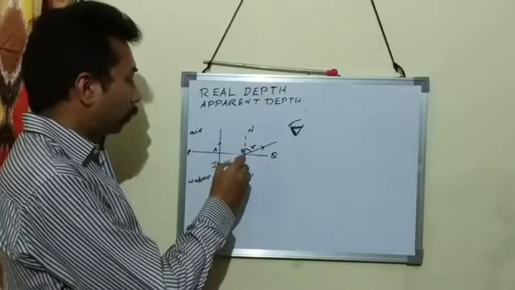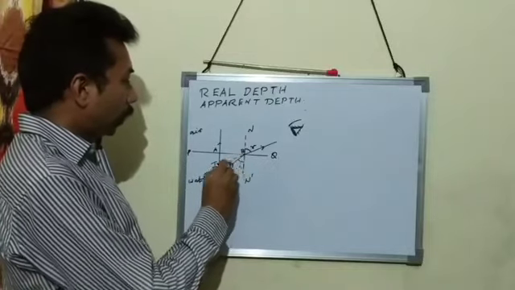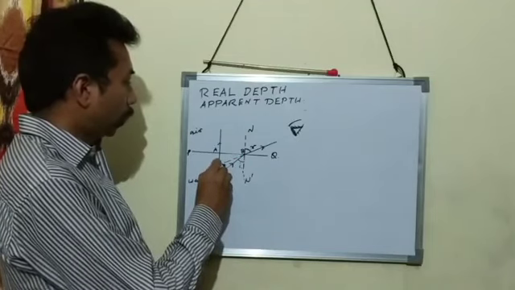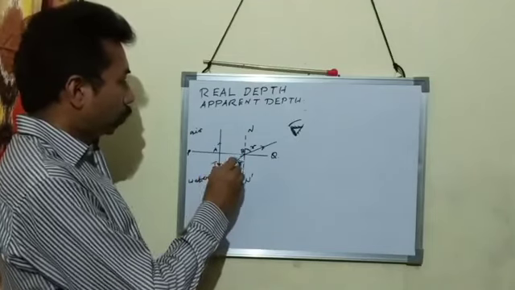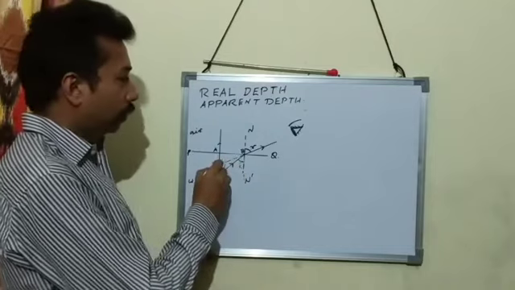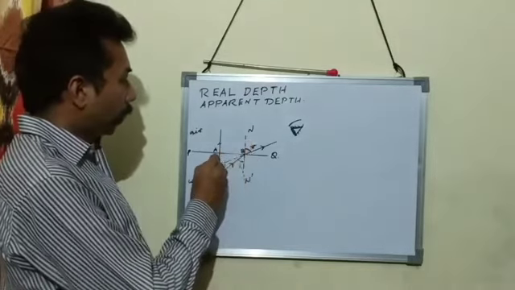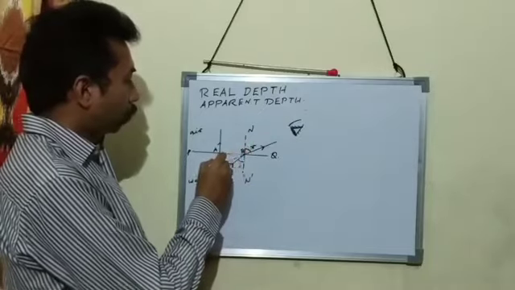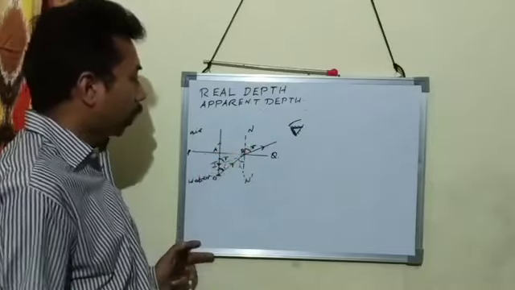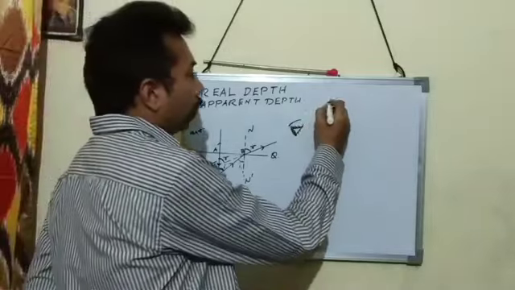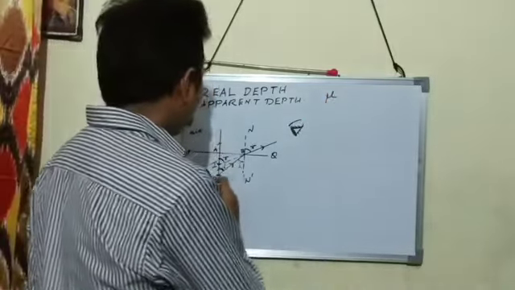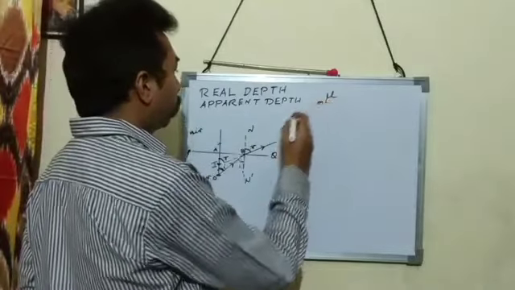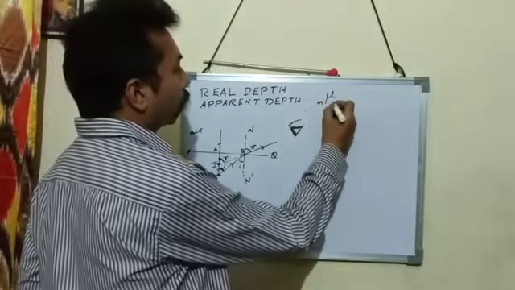So this angle of incidence and this angle are alternate angles, so we can write it as i. These two angles are equal because they are corresponding angles. This can be written as r. Now we write the refractive index of this medium. The medium is water, can be any medium, and light goes to air.